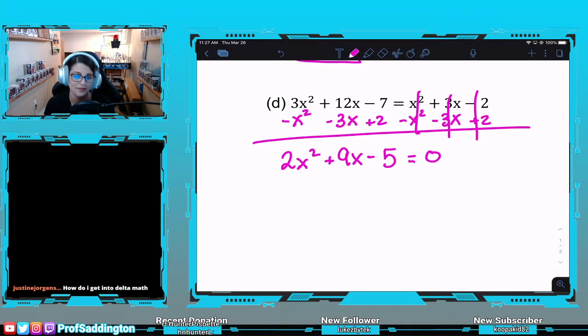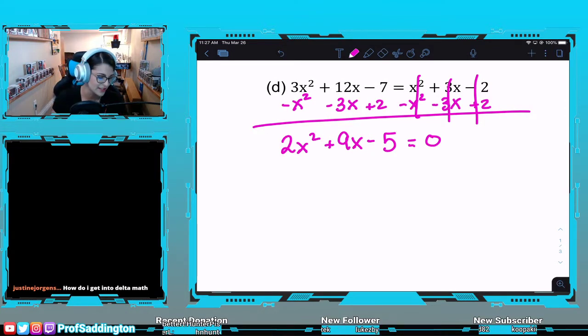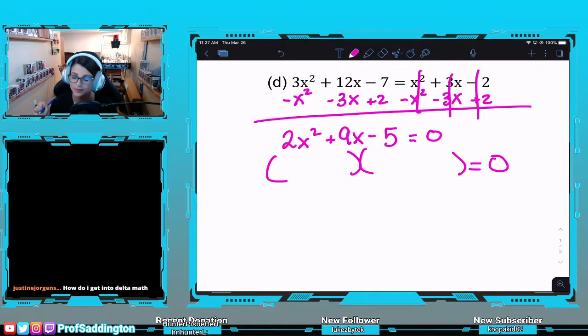minus 5 equals 0. What I'm going to do is I'm going to pause for a moment, and I want you guys to see, can you factor this? What would it look like factored? Take a moment and try and factor it on your own. Okay, so hopefully you got a 2x and an x.